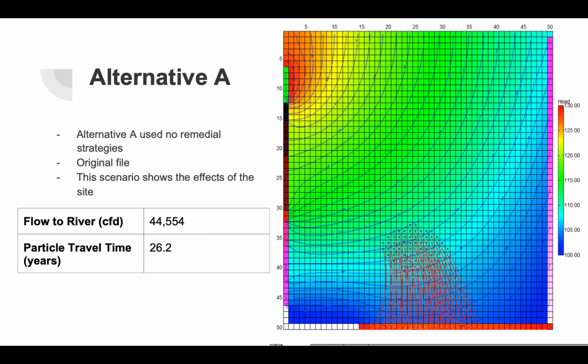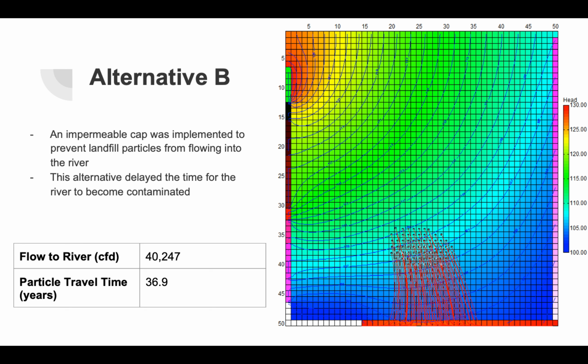So, alternative A is our base case for the landfill in its current configuration. In order to track where the water from the landfill is going, we added particles to the landfill. Using ModPath, we digitized the outline of the landfill, which added a particle to each cell. As you can see, once the model was run, all of the particles currently are going towards the river with a particle travel time of about 26.2 years. And the flow of the river currently, without any influence from the landfill, is about 44,000 cubic feet per day.